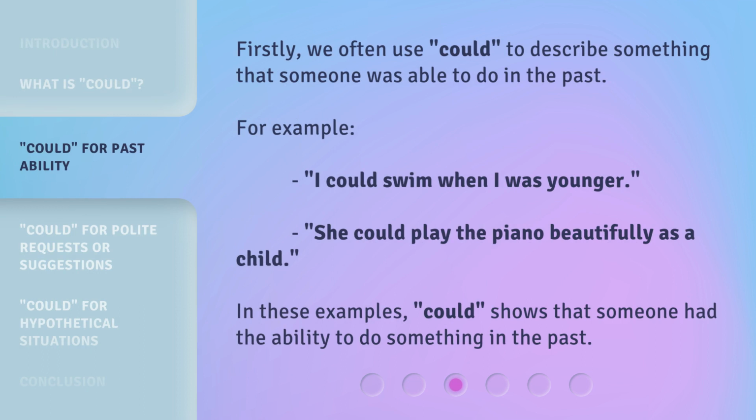Firstly, we often use could to describe something that someone was able to do in the past. For example, I could swim when I was younger. She could play the piano beautifully as a child. In these examples, could shows that someone had the ability to do something in the past.